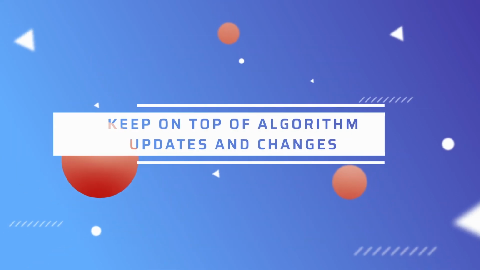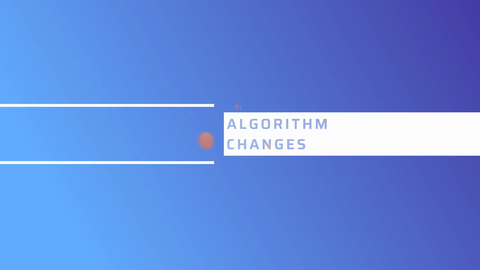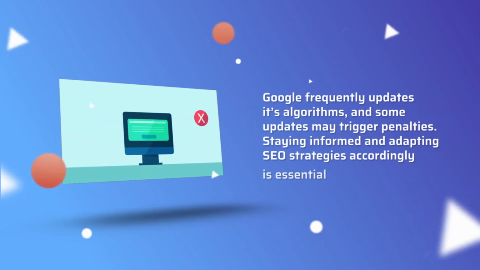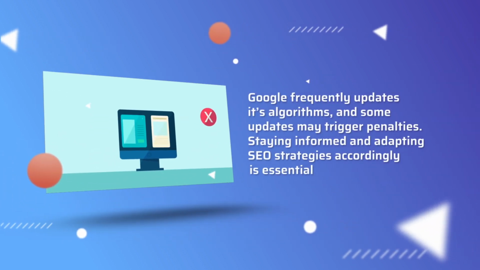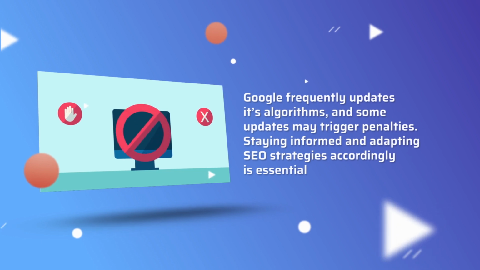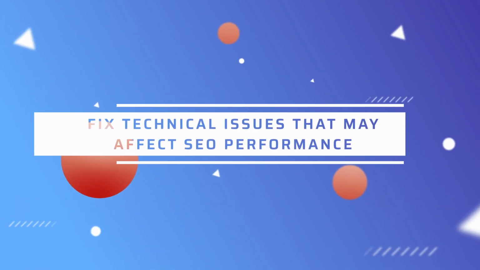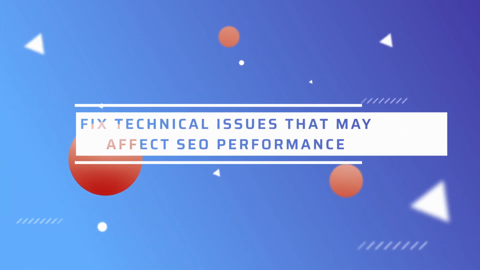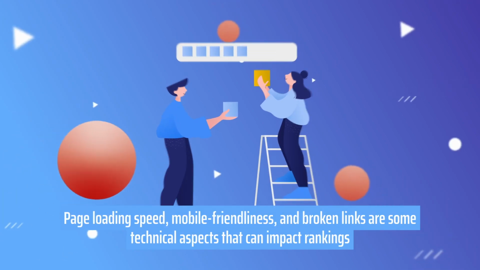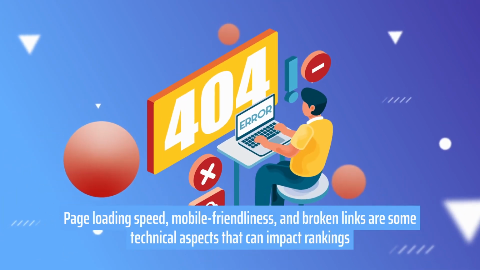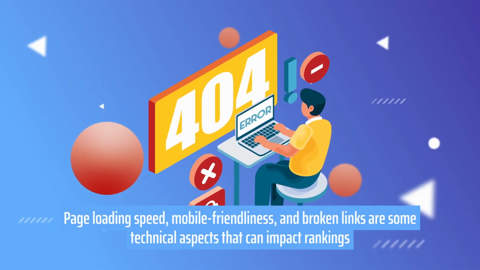Fifth, keep on top of algorithm updates and changes. Google frequently updates its algorithms, and some updates may trigger penalties. Staying informed and adapting SEO strategies accordingly is essential. Lastly, fix technical issues that may affect SEO performance. Page loading speed, mobile friendliness, and broken links are some technical aspects that can impact rankings.